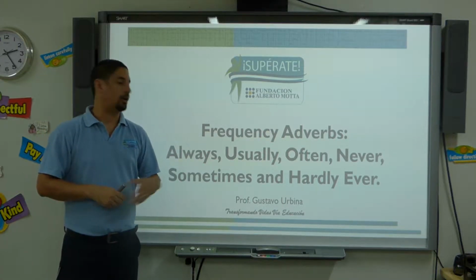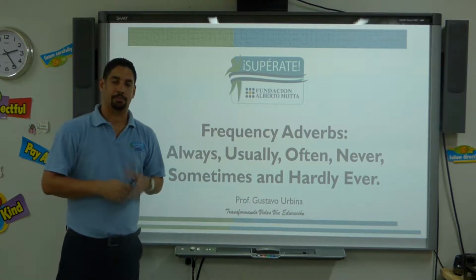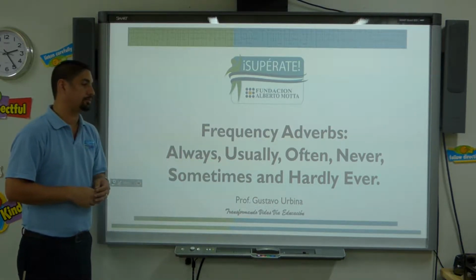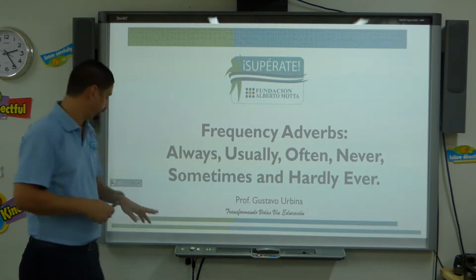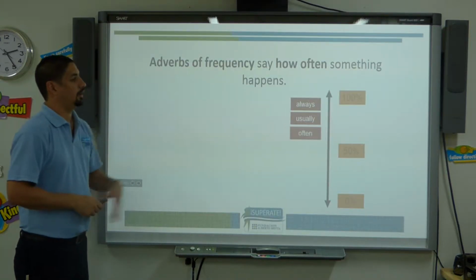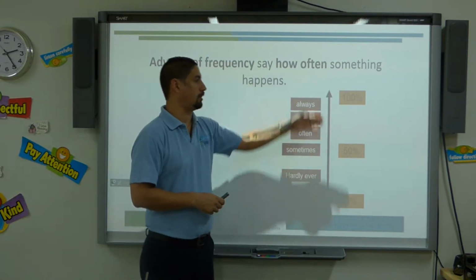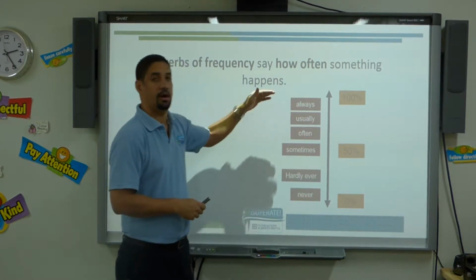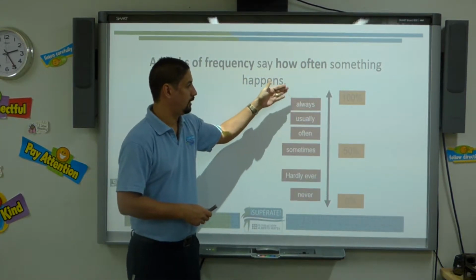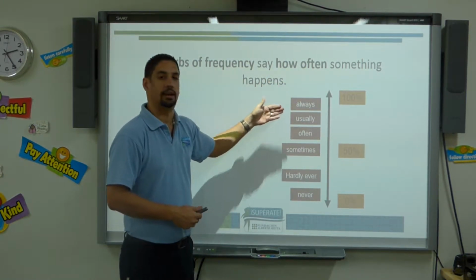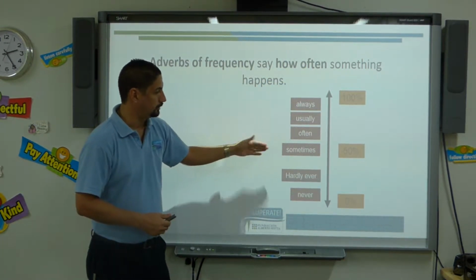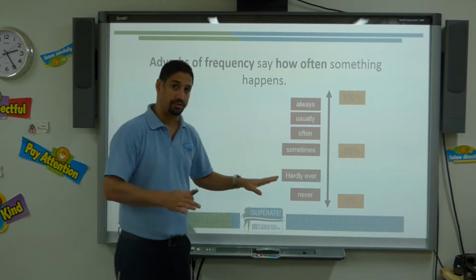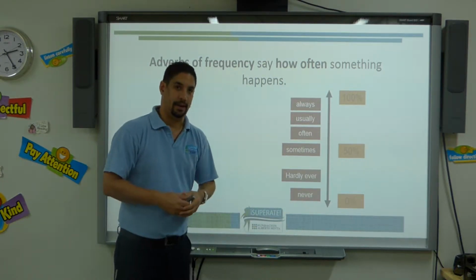Hello, today we're going to be talking about frequency adverbs, more specifically about always, usually, often, never, sometimes, and hardly ever. Here we have a scale, starting from 100% until 0%. 100% will be always, followed by usually, then often, then sometimes, around 50% of the times, then hardly ever, which is almost never, and finally, never.